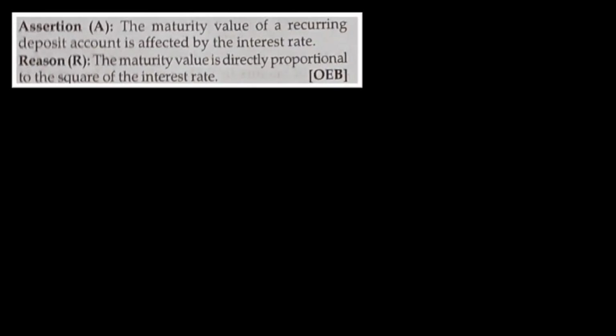Let's see the next one now. The maturity value of a recurring deposit account is affected by interest rate. We know the formula of maturity value. It is N into P plus I. So it depends on interest. So that means, yes, it is true. It is affected by interest rate. If interest rate we are changing, MV will also change, because we are adding interest in maturity value. So that means the first statement is true.